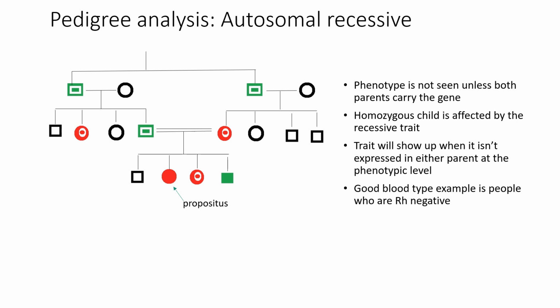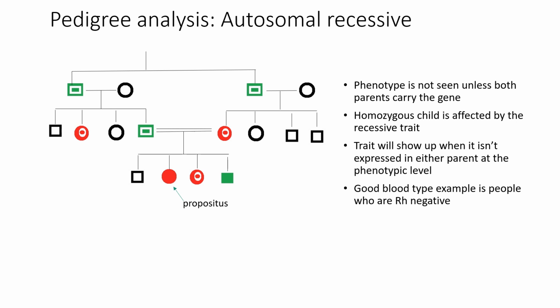Pedigree analysis, autosomal recessive. An autosomal recessive phenotype is not seen unless both parents carry the gene. A homozygous child is affected by the recessive trait. Notice that in the first two levels, there is not one affected by the trait. Then it shows up on the third level. A dominant trait would be expressed at every level.